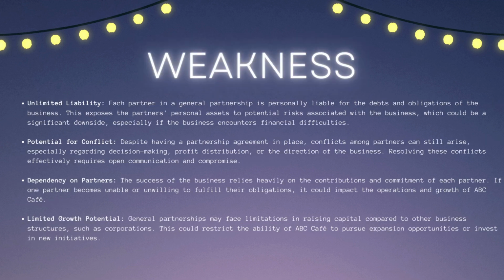Weakness. Unlimited liability. Each partner in a general partnership is personally liable for the debts and obligations of the business. This exposes the partner's personal assets to potential risks associated with the business, which could be a significant downside, especially if the business encounters financial difficulties.